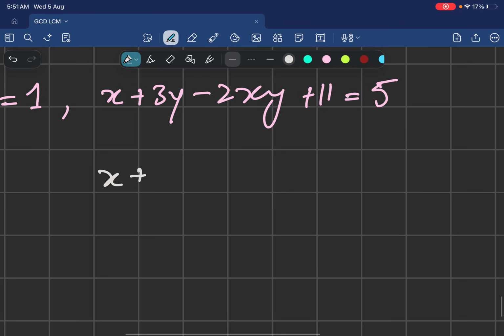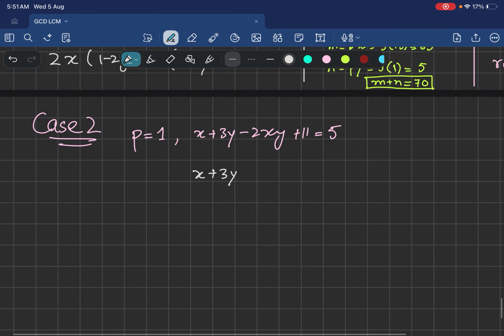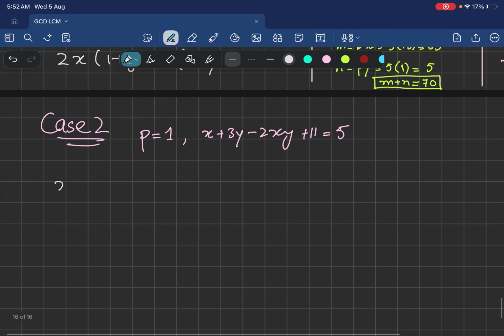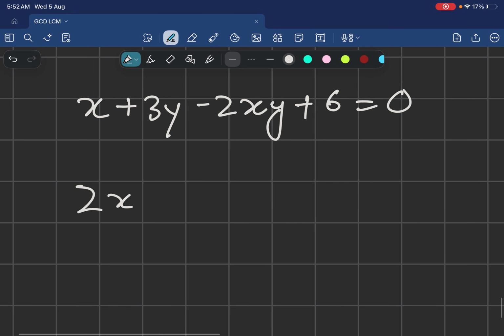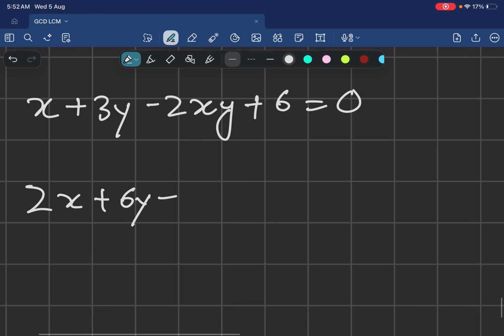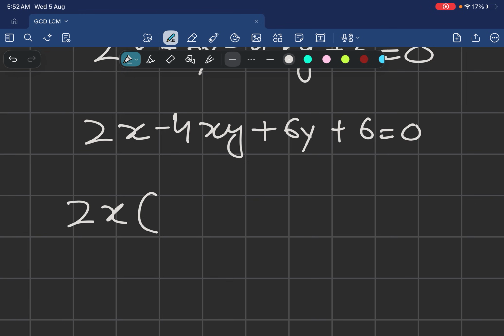So we can write it as x plus 3y minus 2xy plus 6 is equal to 0. Multiply with 2 again: 2x plus 6y minus 4xy plus 6 is equal to 0. Bring this here: 2x minus 4xy plus 6y plus 6 is equal to 0.